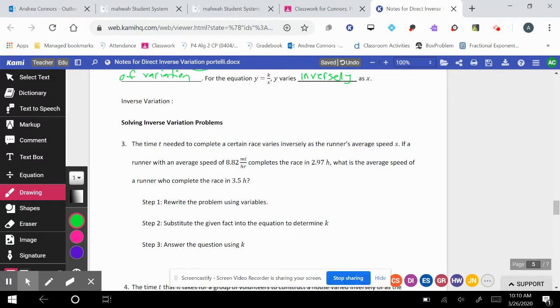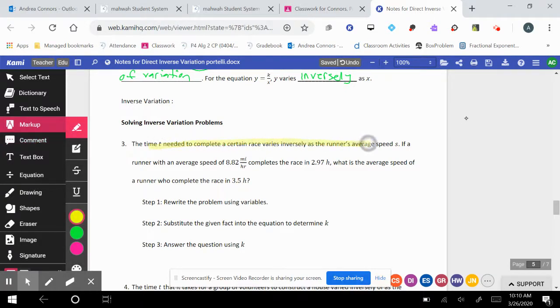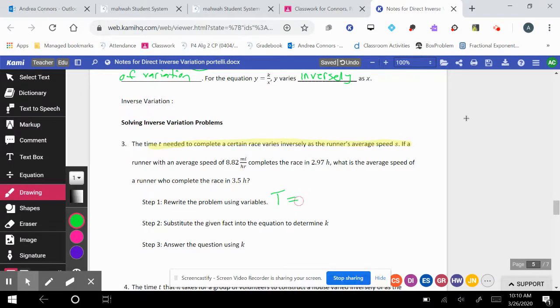So let's get into solving some problems. Again, the same situation, you read left to right. Time varies inversely as speed. So you're going to write it as time varies inversely, so k divided by speed. Then we're going to plug in. The speed is 8.82 and the time is 2.97.